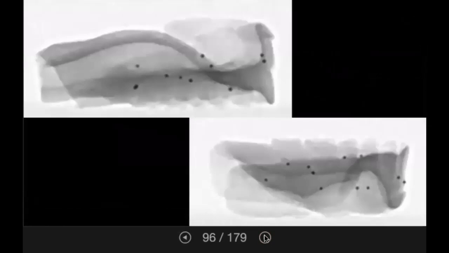Michael's teeth are extracted and the sites are grafted. He is placed into immediate maxillary and mandibular dentures for 3 months while the bone grafts consolidate. Fiducial markers are placed and his dentures are scanned.